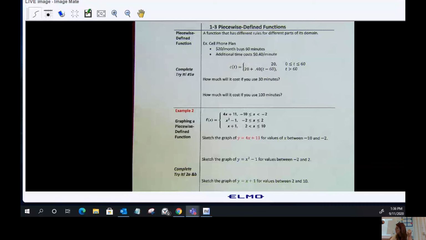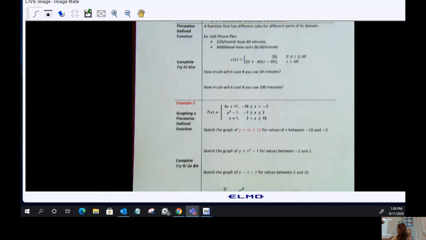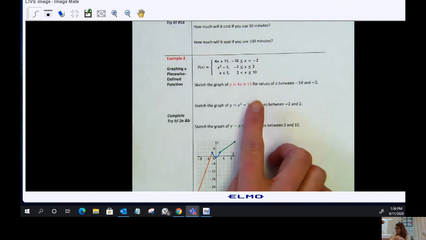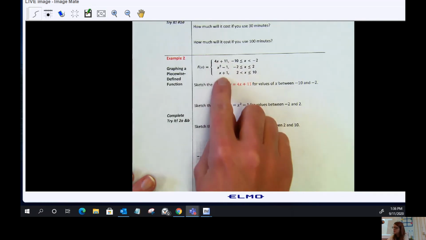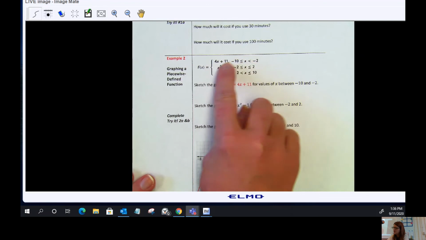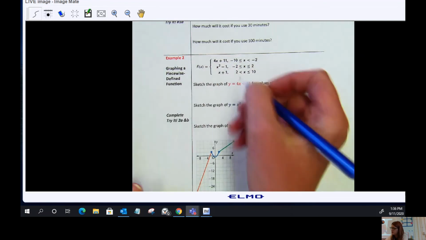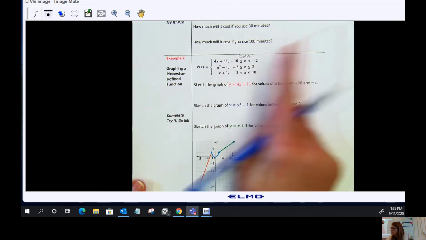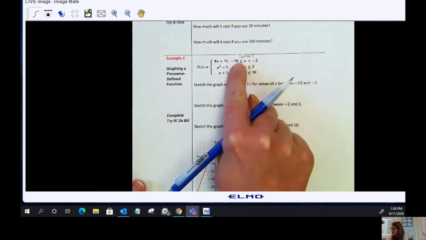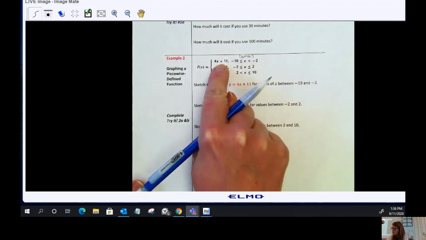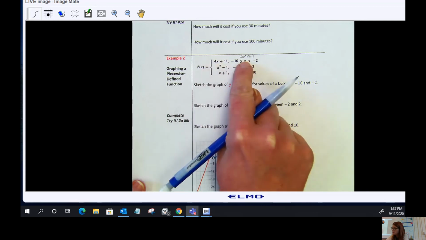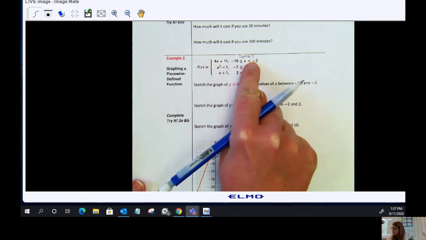Let's go ahead and go over example 2 under 1.3 piecewise defined functions. So here we have a piecewise defined function. We have 3 different rules, and here's the domain for each of the rules. Don't forget, this is your domain. These are the intervals of x values that you can input into each rule, into each function, in order to get those outputs that are going to create the graph.